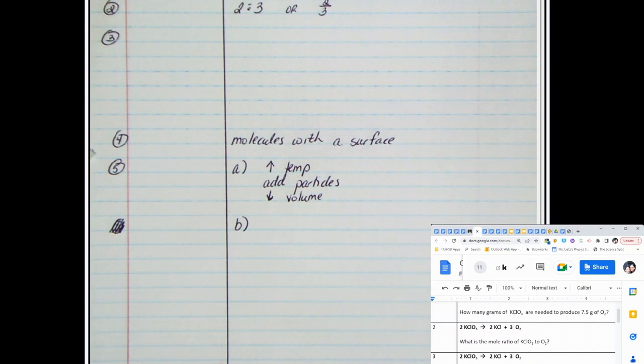No, you have to write specifically. So don't just write that pressure is caused by more collisions. Yes, that would be fine.